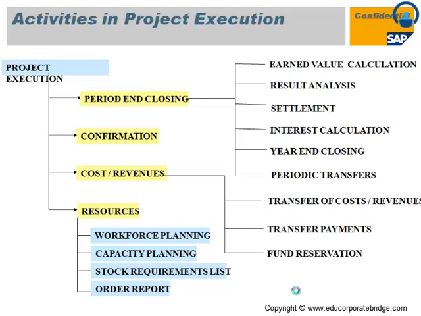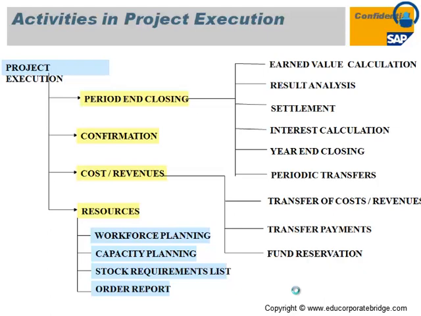The result analysis is nothing but your calculation of the WIP, that is the work in progress. So how much work in progress I need to calculate is done through the result analysis, and there are various methods in SAP to calculate the result analysis. The earned value calculation is where you can calculate your progress analysis, or whether my project is an underrun or an overrun cost, that can be calculated through the earned value calculation.